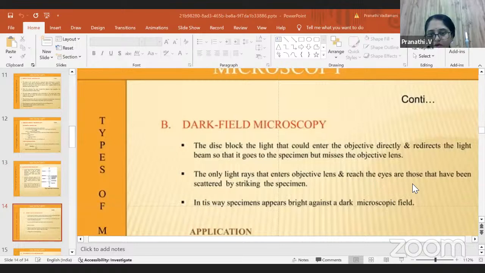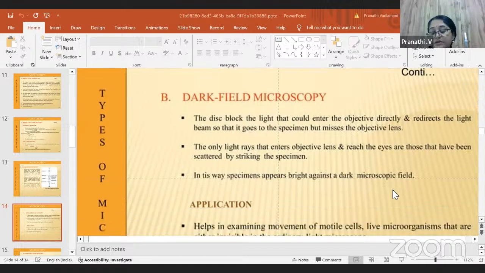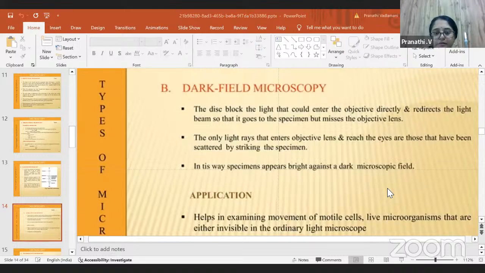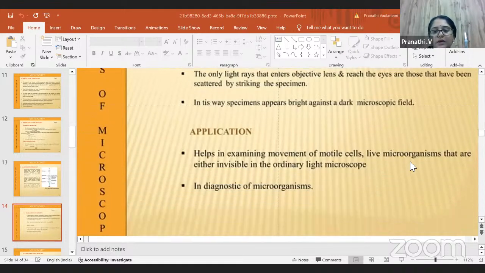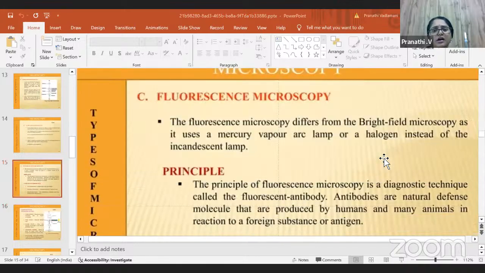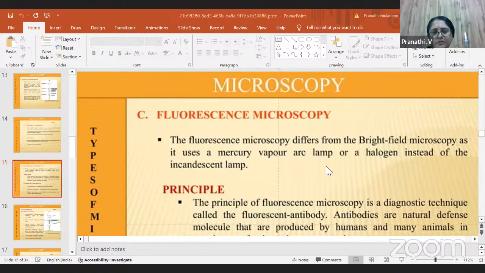Then again the light beam is going to be redirected so that the light beam goes onto the specimen, but it is not going to go onto the objective lens. So only the scattered light rays are going to enter the objective lens. They're going to reach the eyes, and because of which your specimens appear bright against the dark microscopic field. So microorganisms are seen, motile live cells are seen in this microscope, the dark field microscope.